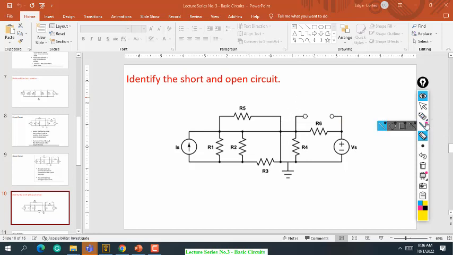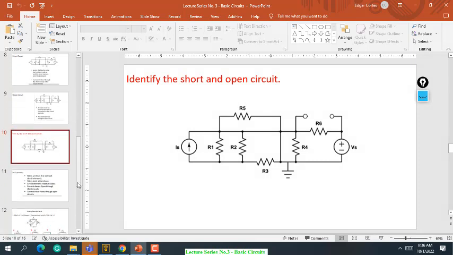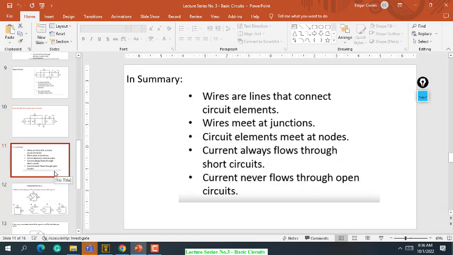I think we move to the next slide. Hapit na ta human class atong theory discussion. So in summary, class, wires are lines that connect circuit elements. Okay? So we discussed this kanina naman, no?